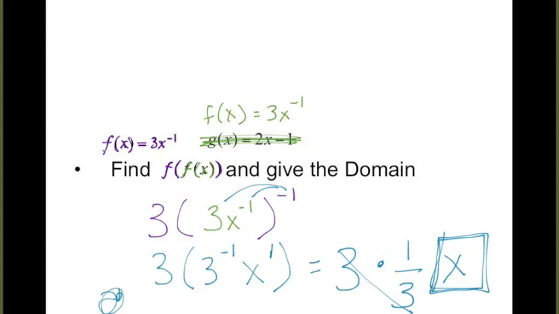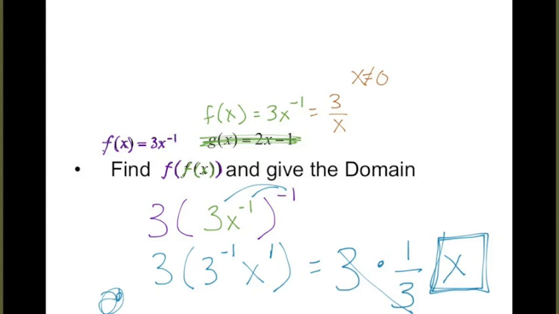For domain, we want to consider the original inside. So we said on the last problem that we really want to think about 3x to the -1 as being 3 over x. So what domain problem do we have here? X can't be 0. Because if x were 0, we would divide by 0, and that is a problem.